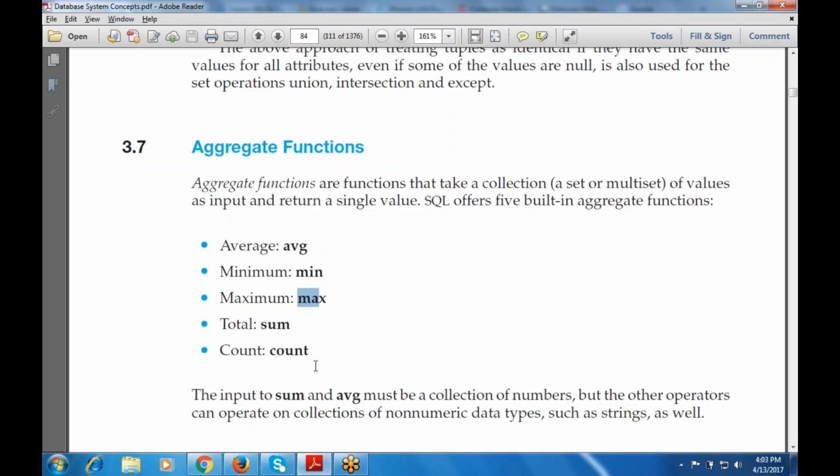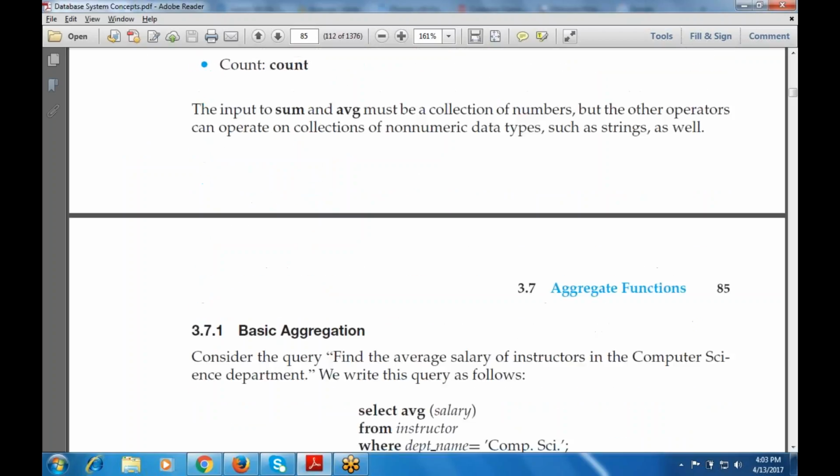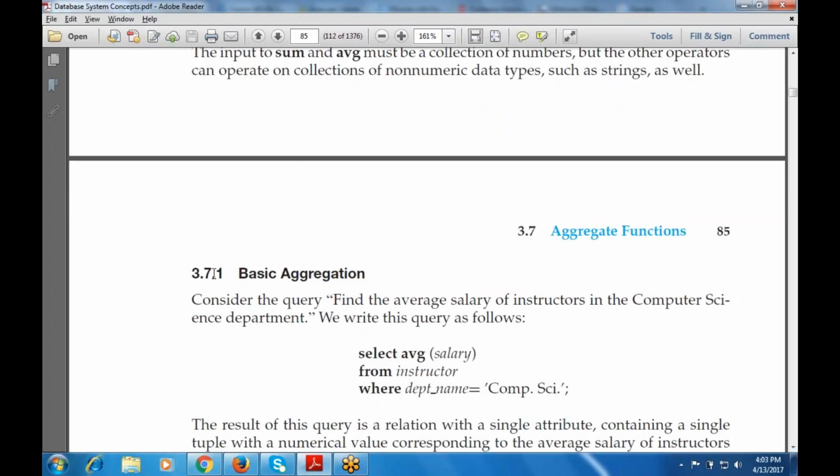The input to sum and average must be a collection of numbers, but the other operators can operate on a collection of non-numeric data types, such as strings, as well. That means we can use strings, and we can also use numbers. First is basic aggregation.